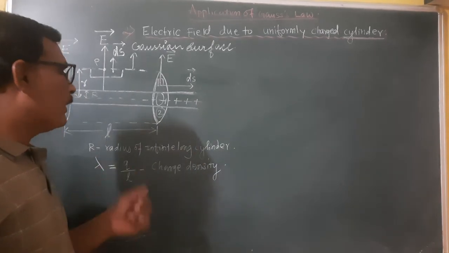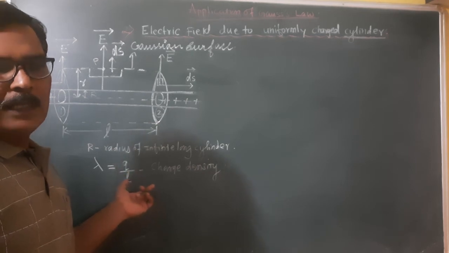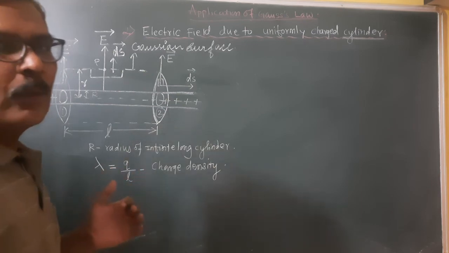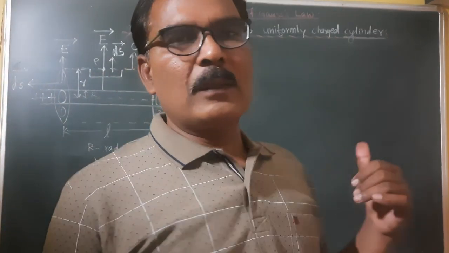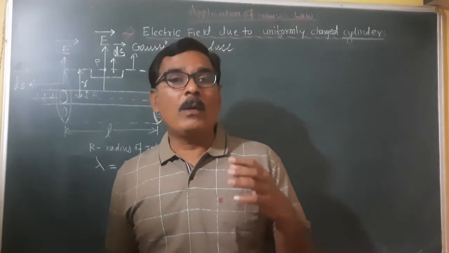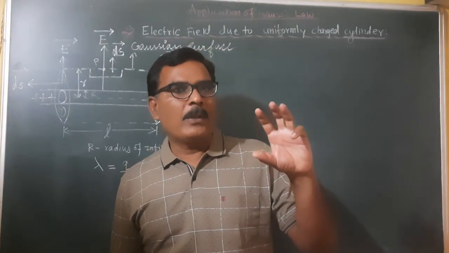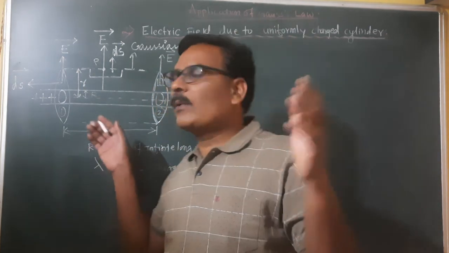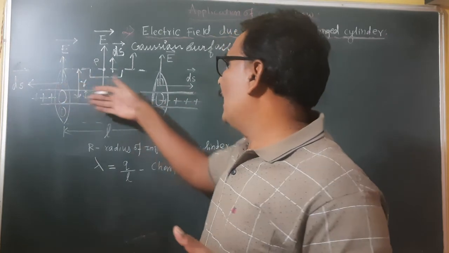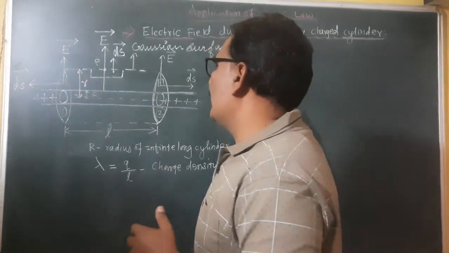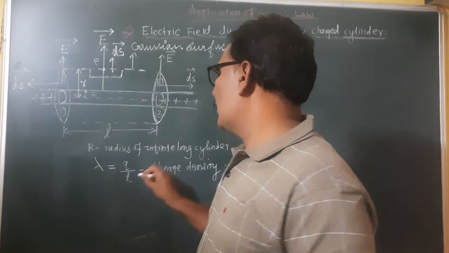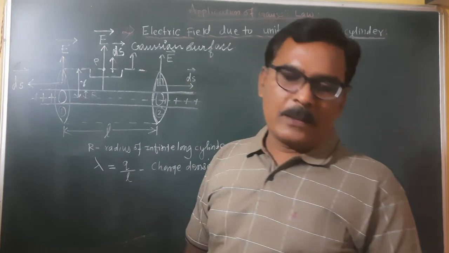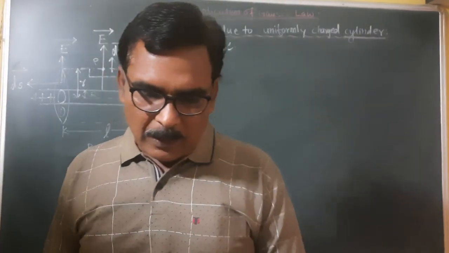Sometimes it is also called the linear charge density, and it is charge per unit length. Different types of density we have to know. In the last application we used a volume charge density, that is, rho is equal to charge per unit volume. Here the cylinder is like a rod. So we consider the length of the cylinder to be L, and the charge density is Q upon L. It is measured in coulomb per meter.